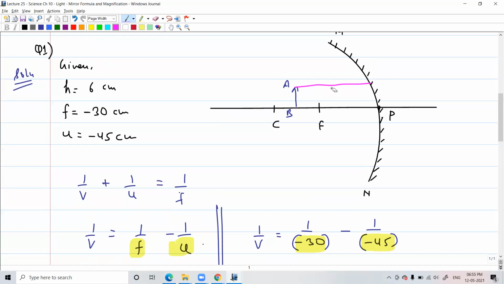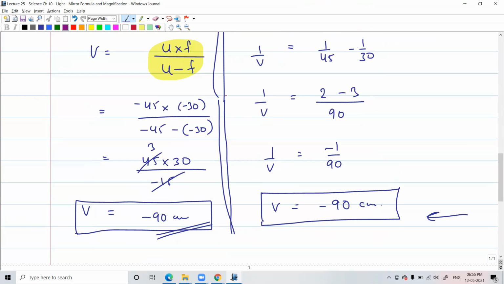Parallel light will go. Where will it come from? Pass through the focus. It comes through the focus, and there will be some light which will be in the direction of center of curvature, which will cross something like this. So luckily, this diagram came perfectly where I wanted it. So as you can see, beyond C images come. This is your A dash and B dash. So the image is real and inverted. It is 90 centimeters to the left.